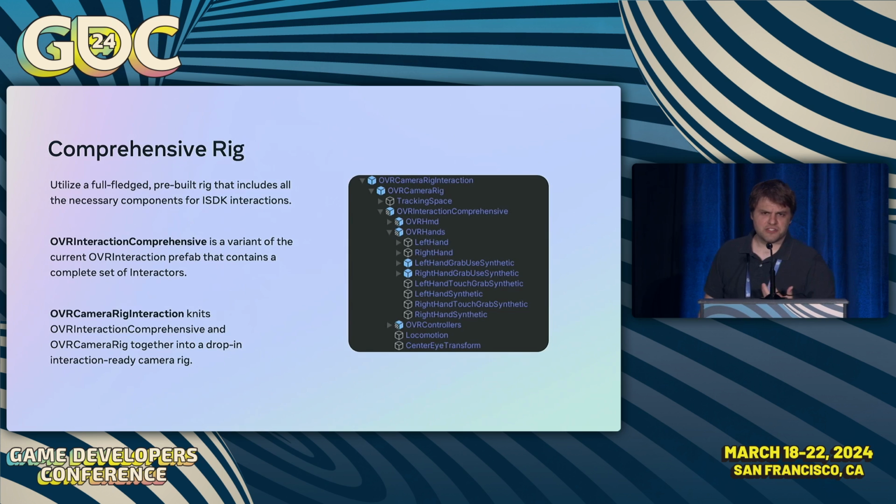The second new feature in addition to Quick Actions is the comprehensive rig. The comprehensive rig is a fully featured, pre-built rig that includes all these interaction components wrapped around OVR camera rig. So instead of having to import OVR camera rig and the interaction stuff, wire everything together, add hands to the scene, add controllers just to get something working, you can now start from an empty scene, drag in OVR camera rig interaction, and you're good to go.